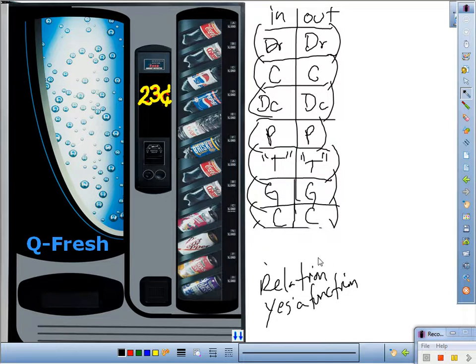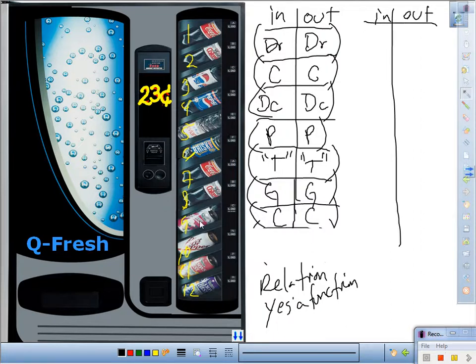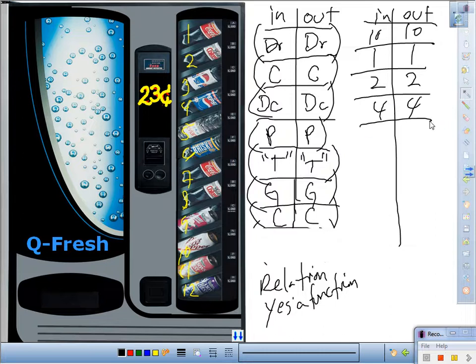Let me show you with numbers. Look up, please. I'm going to label this 1, 2, 3, 4, 5, 6, 7, 8, 9, 10, 11, 12. All right? In, out. All right, Dr. Pepper, what was Dr. Pepper? 10, 10. Coke, 1, 1. Diet Coke, 2, 2. 4, 4. Tea is 6, 6. Grape, 9, 9. And then 1, 1.